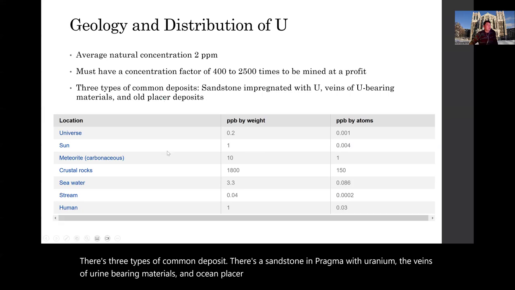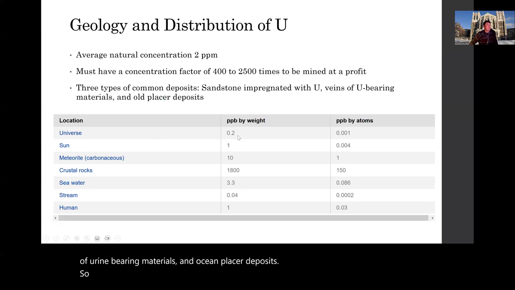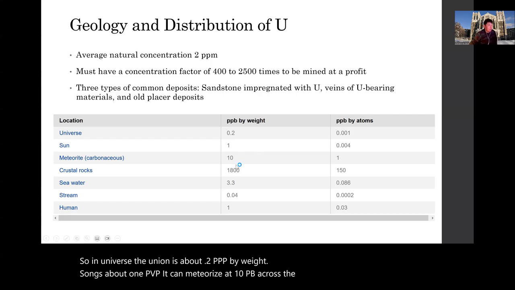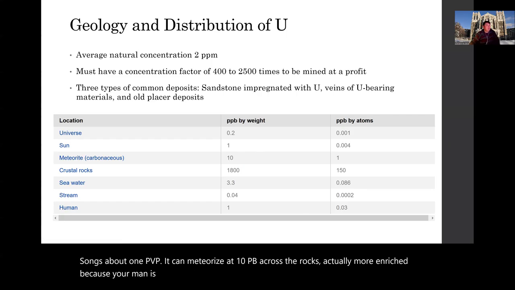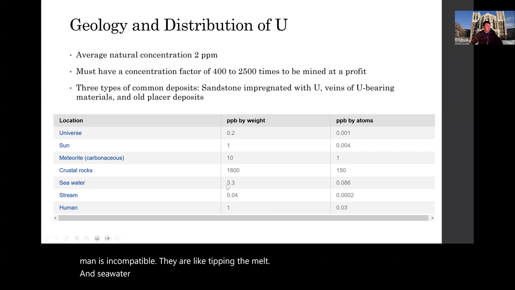In the universe, uranium is about 0.2 ppb by weight. In the sun, it's about 1 ppb. Meteorites have 10 ppb. Crustal rocks are actually more rich because uranium is incompatible, so it likes to be in the melt. Seawater has only 3.3 ppb, streams about 0.04 ppb, and humans about 1 ppb.